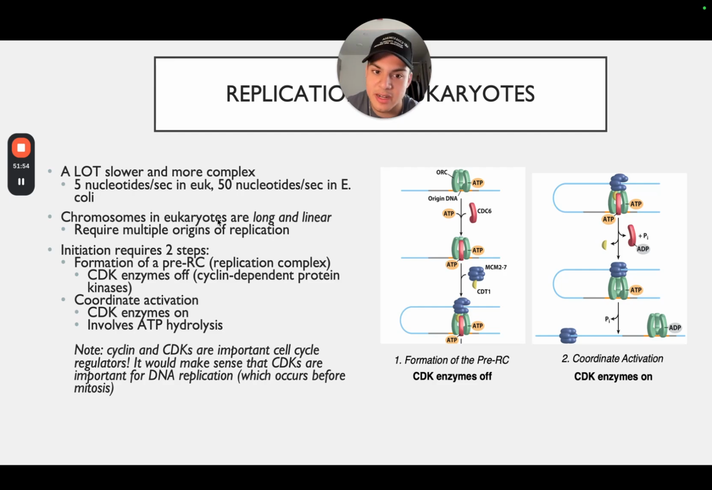Remember, the beta clamp needs ATP hydrolysis in order to attach itself onto the DNA. That's just an example. And then note, cyclin and CDKs are important cell cycle regulators. It would make sense that CDKs are important for DNA replication, which occurs before mitosis in the S phase.